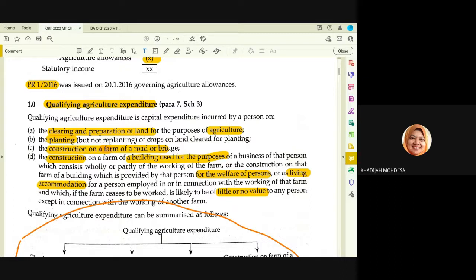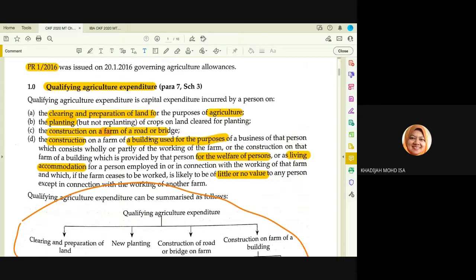So previously we have preparation of land. All this is PCTL, it depends, that's the law, 10 and 7%. But here for agriculture purpose, the clearing and preparation of land is always qualifying expenditure for the purpose of agriculture. And then the cost of planting, any capex incurred for the cost of planting, but not replanting. Later we look at what you mean by planting and replanting. Of crops on land cleared for planting, construction on a farm of a road or bridge. So if you have a farm and you incur cost to construct a road or to build a bridge, for example, that is also a qualifying expenditure.